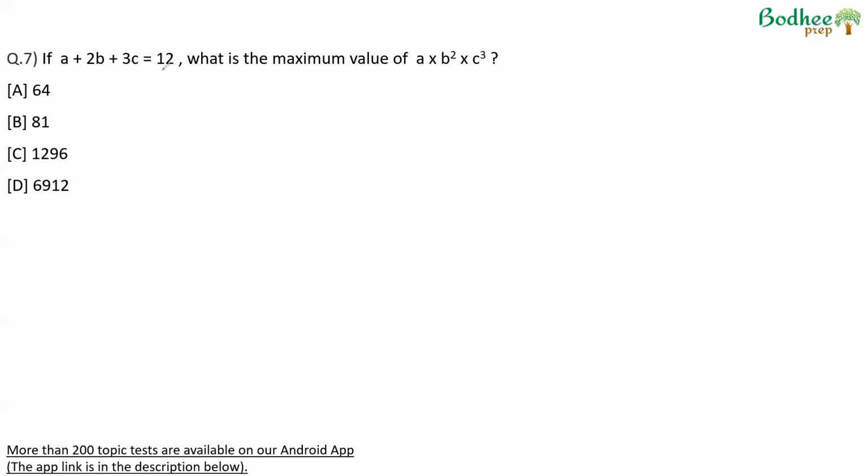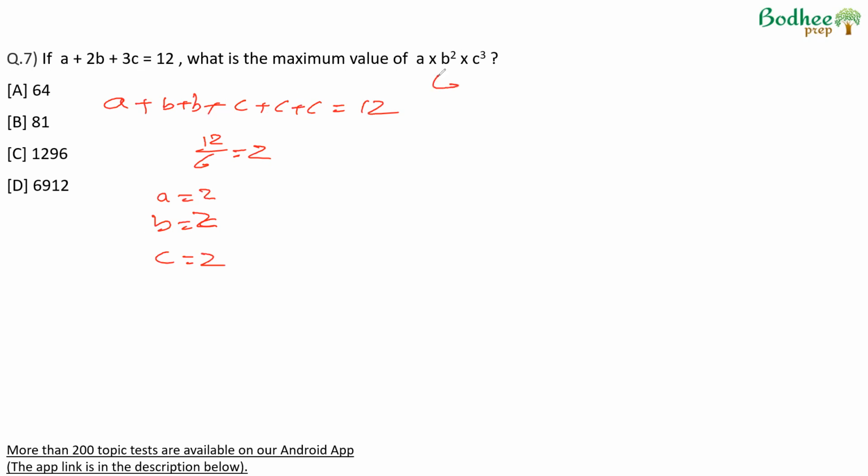A plus 2B plus 3C is 12. Maximum value of A, B square, C cube. This is absolutely straightforward. We need square of B, so we write 2B as B plus B. We need cube of C, so 3C can be written as C plus C plus C. This is 12. For a given sum, the product will be maximum when all the terms are the same. There are 6 terms here, so each term becomes 12 by 6, that is 2. A should be 2, each of the B's should be 2, each of the C's should be 2.